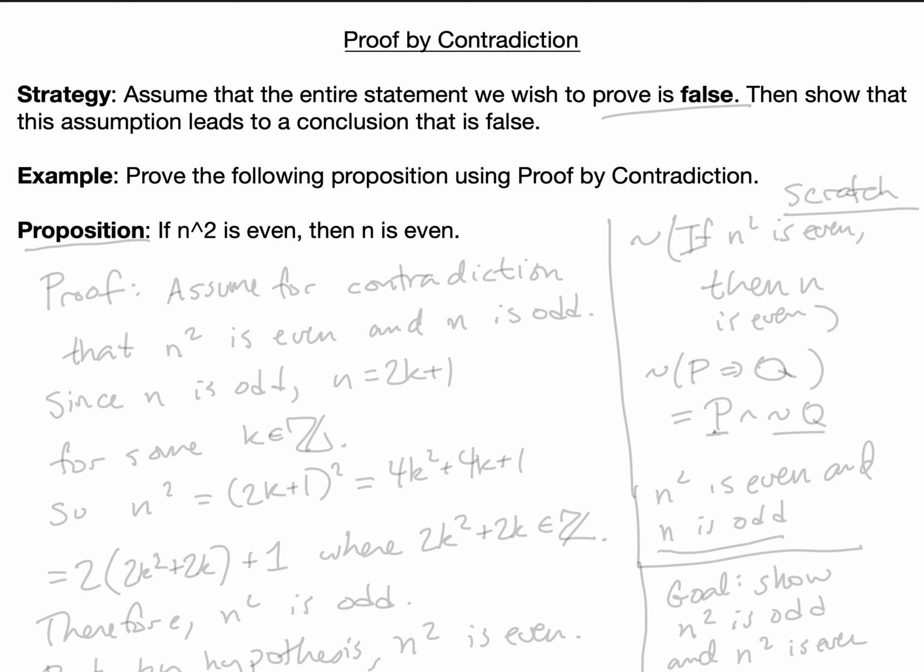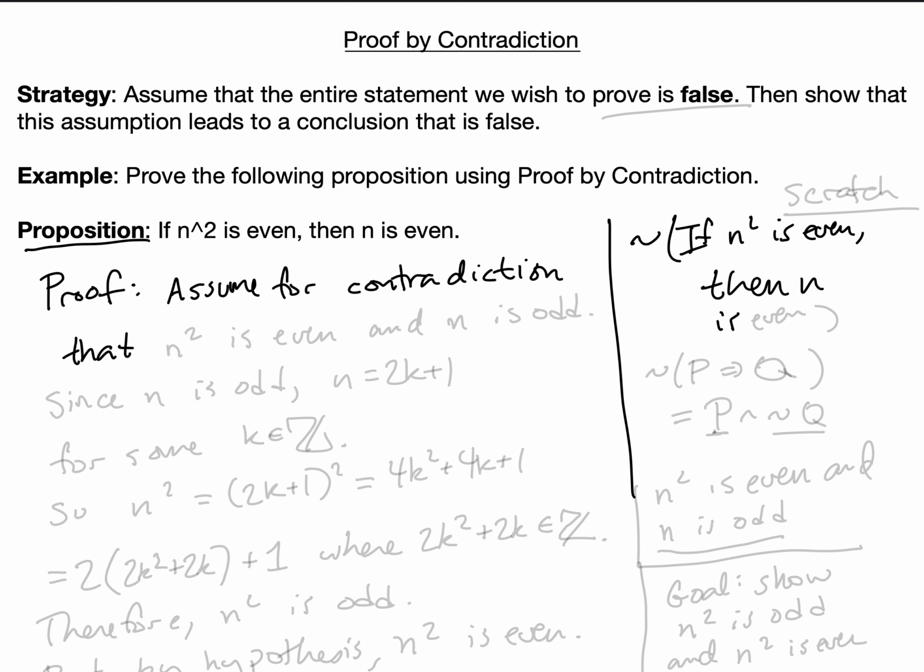So let's do an example. Let's prove this proposition: if n squared is even, then n is even. We are going to do a proof, and we will always write "assume for contradiction." That's our way of giving our reader a heads up that we are doing proof by contradiction. Assume for contradiction that, and now we want the negation of the original statement. So we want to negate the statement if n squared is even, then n is even.